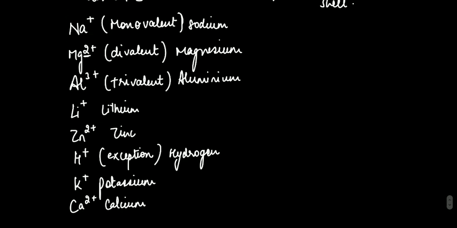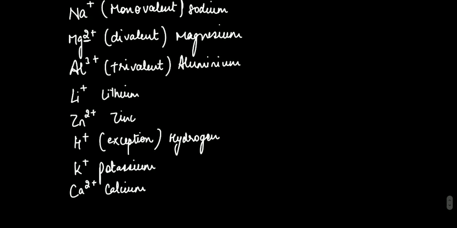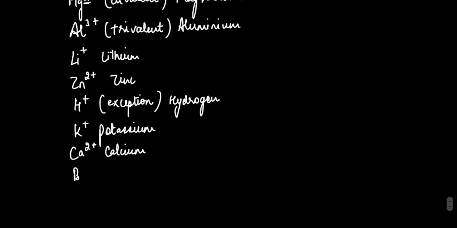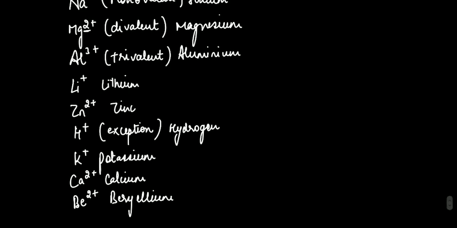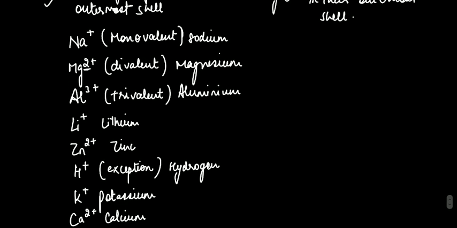Then we can write for beryllium also. There's no harm in memorizing it. Be2 plus. So the way I'm writing over here, you have to remember it. Like sodium is plus 1, magnesium is 2 plus, aluminium is 3 plus, lithium is 1 plus, zinc is 2 plus, potassium K plus. So you can remember it.